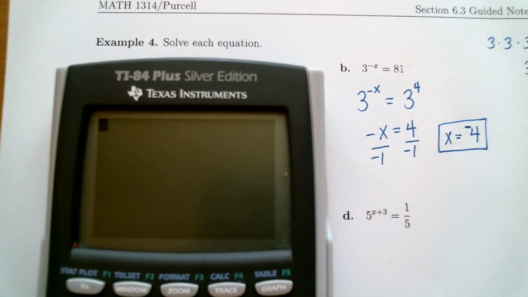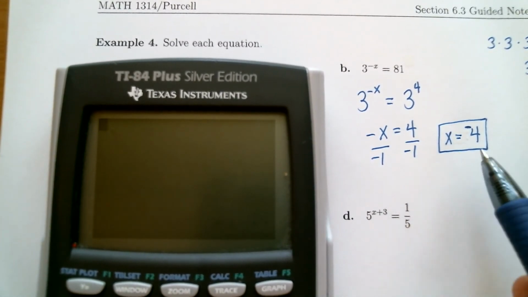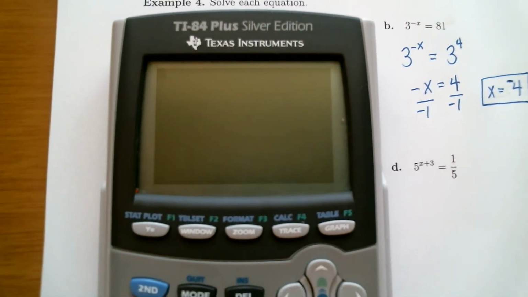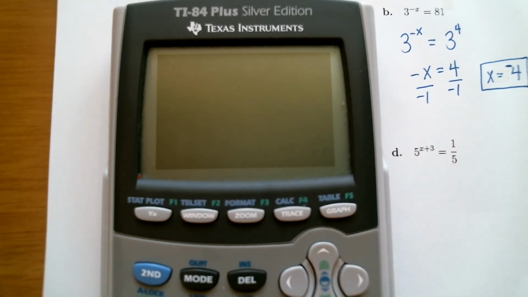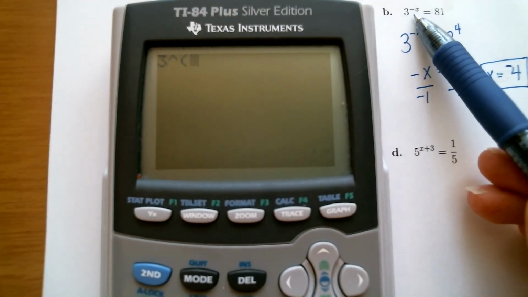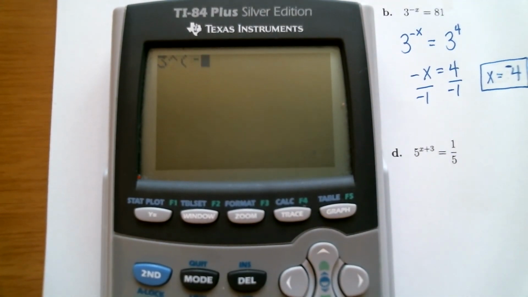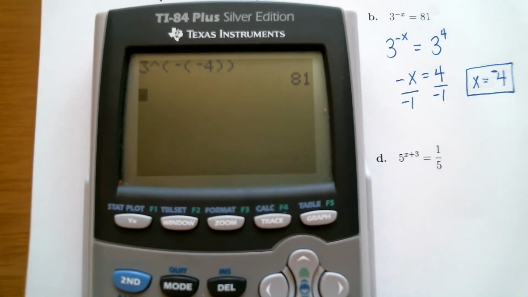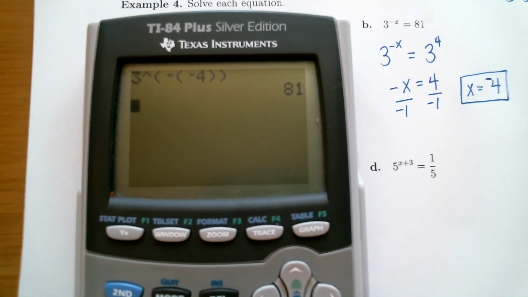If I came back over here, remember, 4 divided by -1 is -4, not +4. So now let's go check ourselves. We're going to have 3 raised to the, this negative is already there, and then x is -4, and you'll get 81. So the x value that makes both sides true is -4.